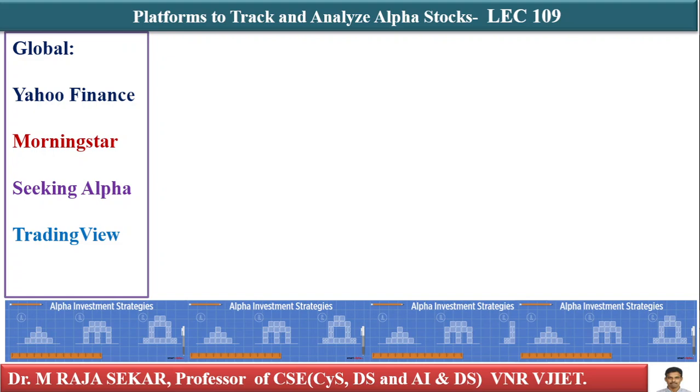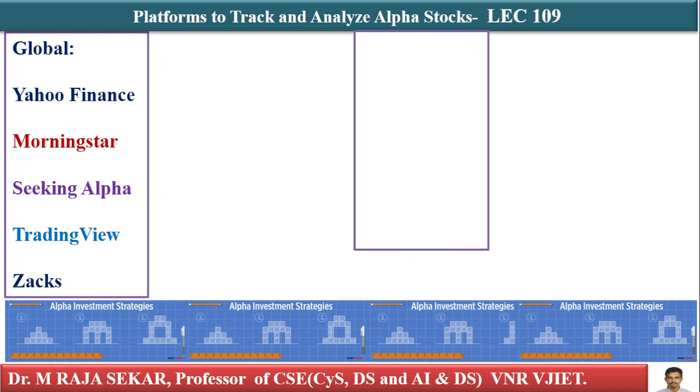You can see TradingView, we already discussed. Charting with custom indicators. Then there is something like Zacks, a stock screener with alpha beta filters. They are global platforms. Now let's try to understand India-specific ones. Screener.in, Tickertape, I already discussed in this lecture.